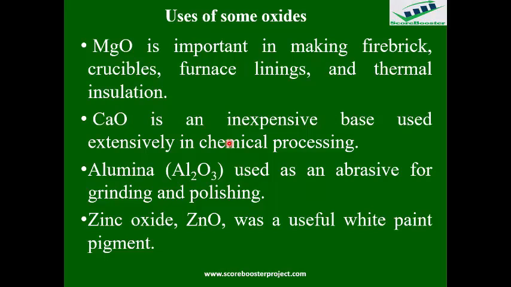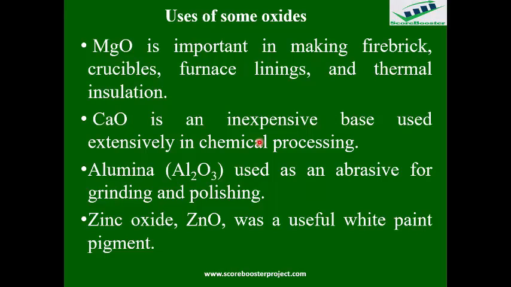Calcium oxide is an inexpensive base used in chemical processing. Even in agriculture, calcium oxide is used, like quicklime. If you want to form slaked lime, you just add water to it and form calcium hydroxide. That is slaked lime. So it's very, very useful in chemical processing and in agriculture.